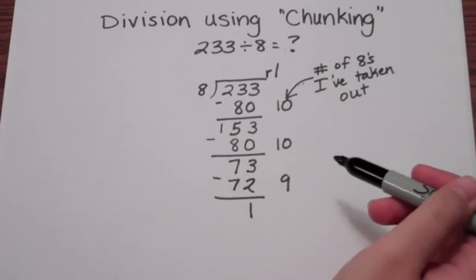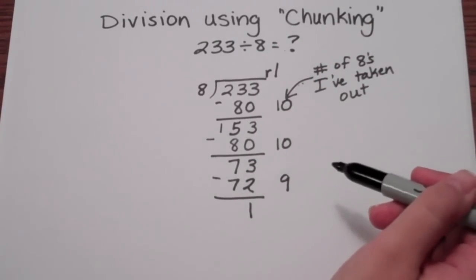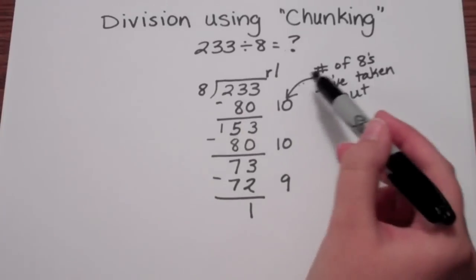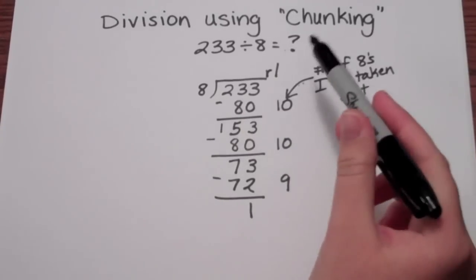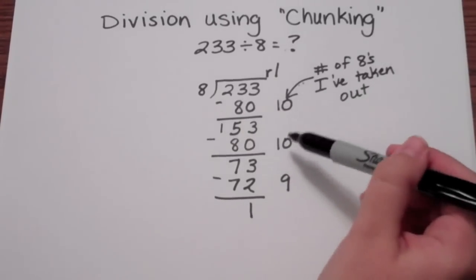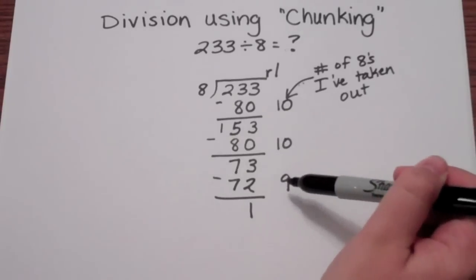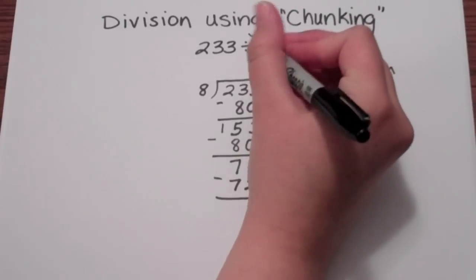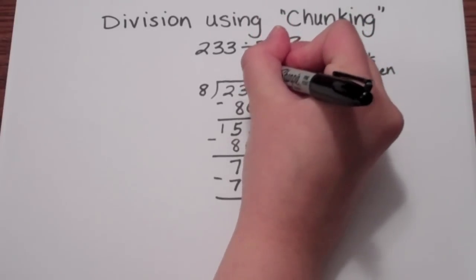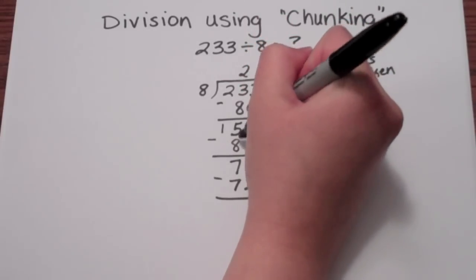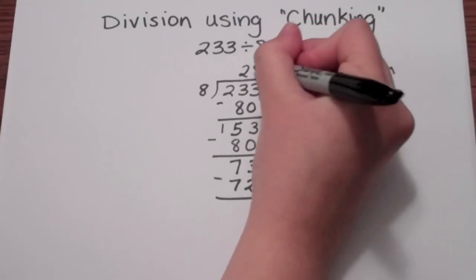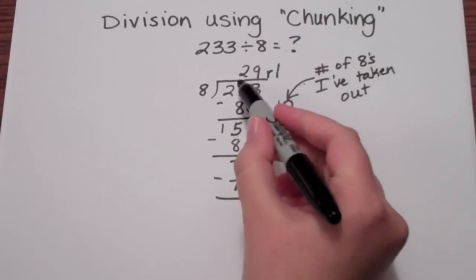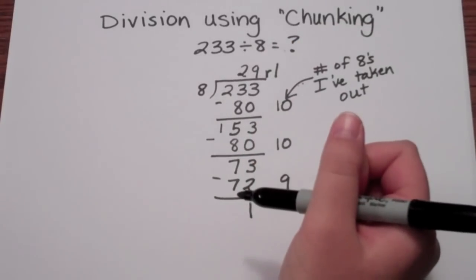Now the big question is, what's my answer? How many times have I taken 8 out of 233? Well, we've recorded on the side here. We've taken 8 out 10, 20, 29 times. So my answer is 29, remainder 1, and I'm going to make sure that I line up my 2 tens in the tens place, and I line up my 9 ones in the ones place. That's very important. 29, remainder 1 is my answer.